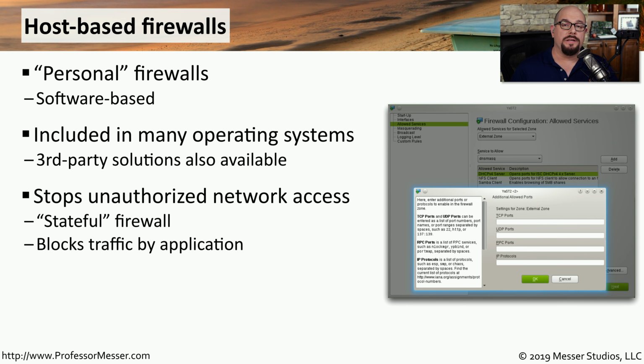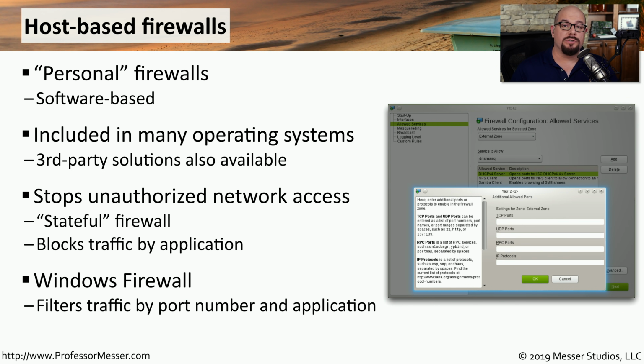Since this firewall is running on your operating system, it also knows what applications are running on your operating system, and it can allow or deny access to those applications through your network interface. If you're running Microsoft Windows, for example, then you're using Windows Firewall, or what is now called Windows Defender Firewall, and you can allow or block traffic by port number or by application.